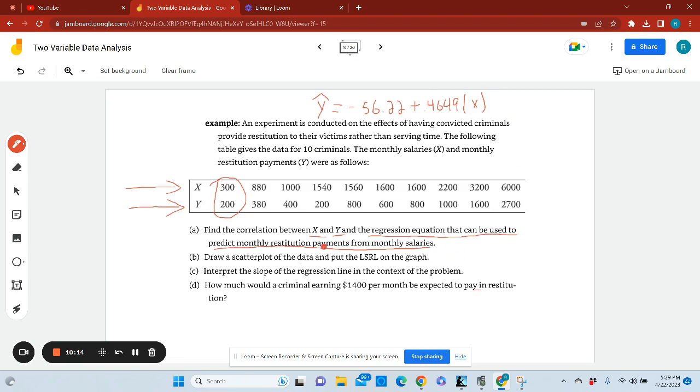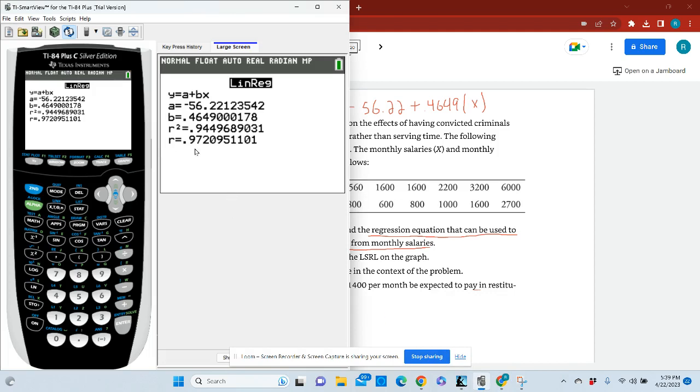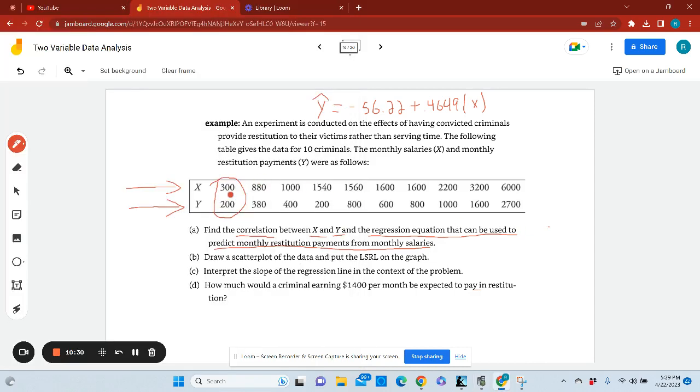They also ask us for correlation too, so I can pull that up on my calculator. The correlation r is 0.972, so very close to +1. That indicates a very strong positive linear relationship in this data. In other words, as the X's are increasing, the Y's also tend to increase.